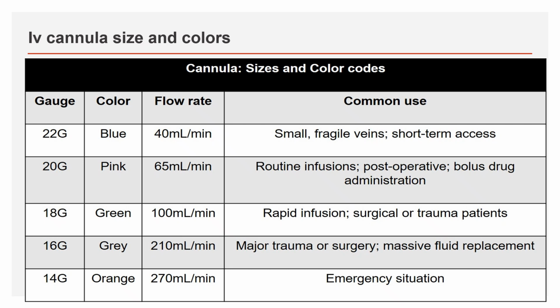Inserting a 14 gauge IV cannula is a bit difficult, but during an emergency situation where we have to give the patient very rapid, massive fluid replacement, we will use 14 gauge. All the gauges we use according to the patient's vein, and only if it is possible to insert do we insert, otherwise we can't do it.